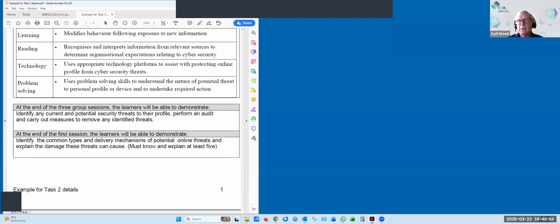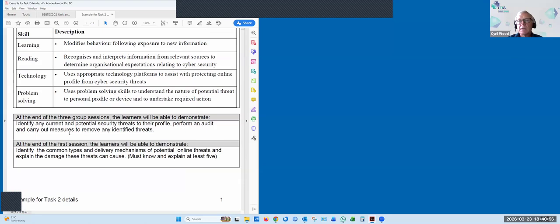Now here's the key thing, what you've got to decide next is what statement you want the outcome to be for your 3 training sessions. So you might have an idea of 3 training sessions you want to do. And this statement here is asking you, at the end of the 3 group sessions, the learners will be able to demonstrate what. And so you have to put down a statement that is like an overview statement.